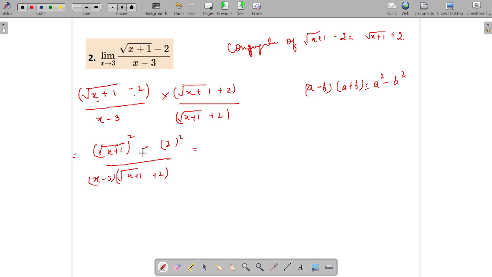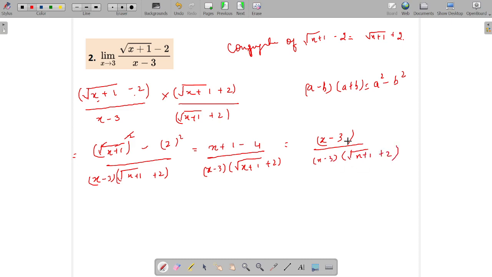Okay. Now, the root cancels the under root, hence we are left with only x plus 1 minus 2 square, which is 4, over the same denominator, x minus 3 times root x plus 1 plus 2, which is equal to x minus 3 over x minus 3 again, and I have root x plus 1 plus 2. Now you can see that I can cancel out this x minus 3 from the numerator with the x minus 3 in the denominator. Now what is the reason for multiplying with this conjugate?